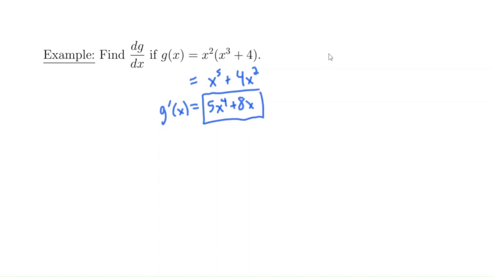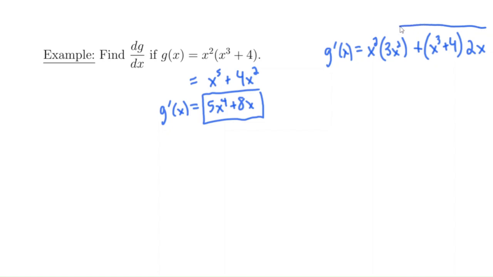But another way to do the problem would be to use the product rule. We could write this as the first function, x squared, times the derivative of the second. Now the derivative of this is 3x squared, plus the second function, x cubed plus 4, times the derivative of the first one, which is 2x. Okay, now again, this would be a perfectly acceptable answer here, but is it the correct answer? Do we get the same answer as this over here?